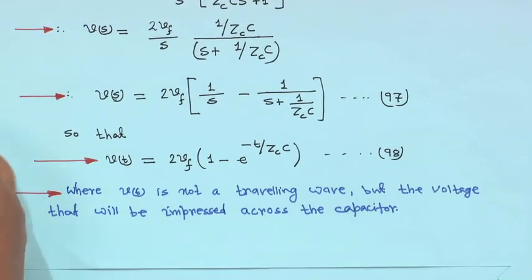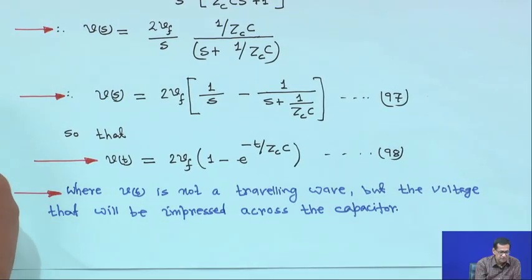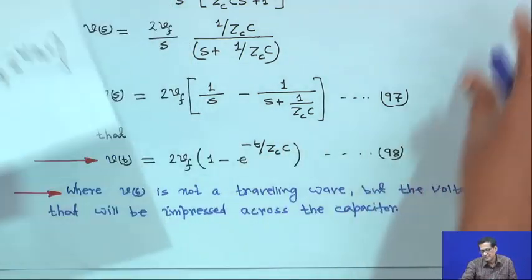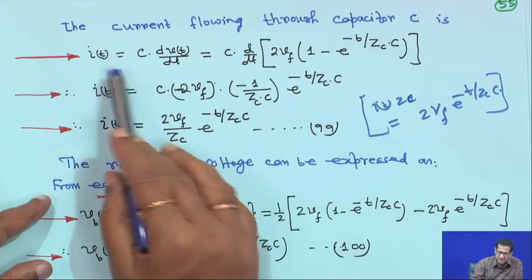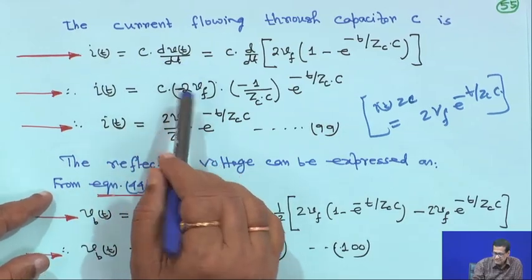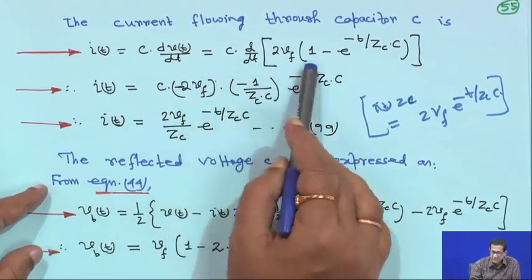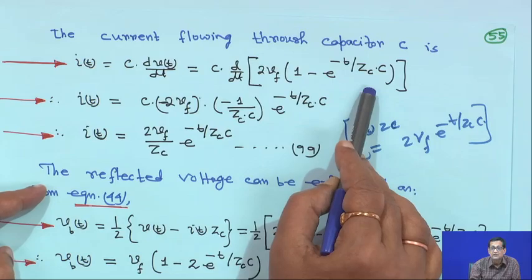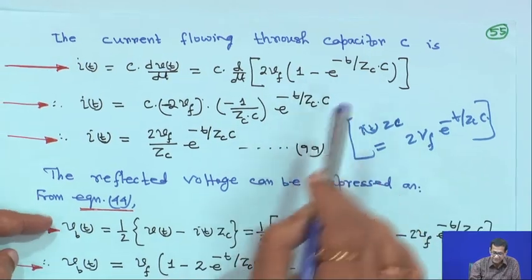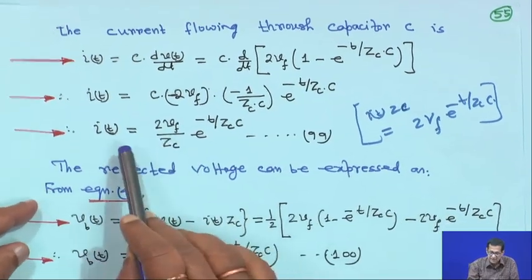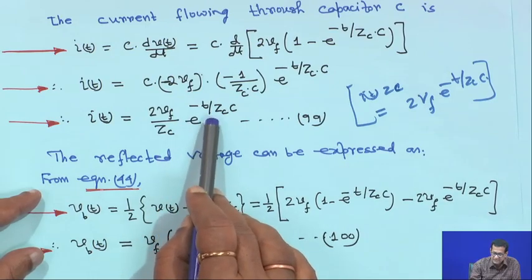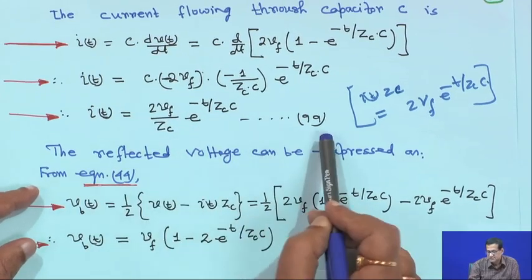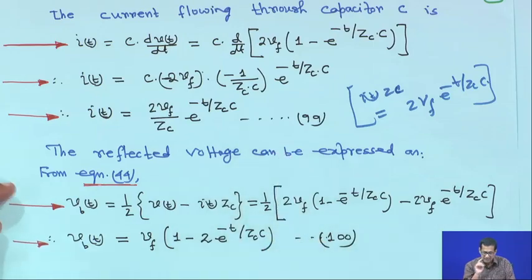Now if this is the Vt, then you have to find out the current flowing through the capacitor. The current flowing through the capacitor is It equal to C into dVt by dt, and Vt we have just seen. So you take the derivative of this, and you will get It equal to 2Vf upon Zc into e to the power minus t upon Zc into C. This is equation 99.